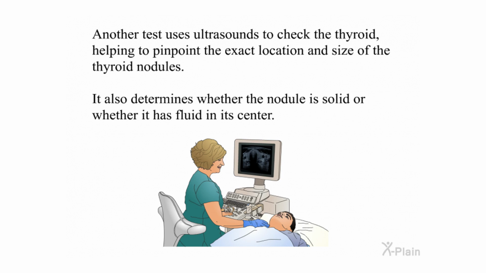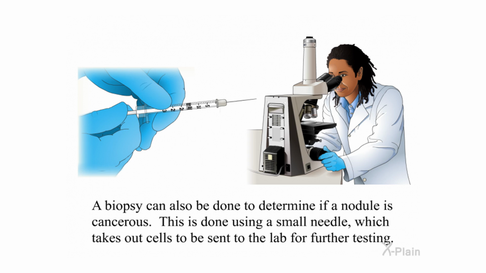Another test uses ultrasound to check the thyroid, helping to pinpoint the exact location and size of the thyroid nodules. It also determines whether the nodule is solid or whether it has fluid in its center. A biopsy can also be done to determine if a nodule is cancerous. This is done using a small needle which takes out cells to be sent to the lab for further testing.